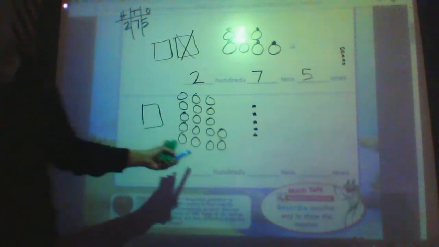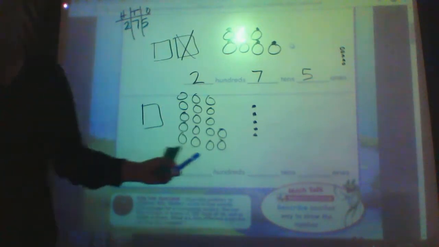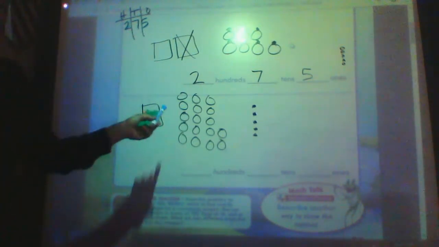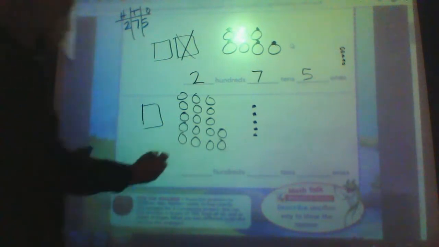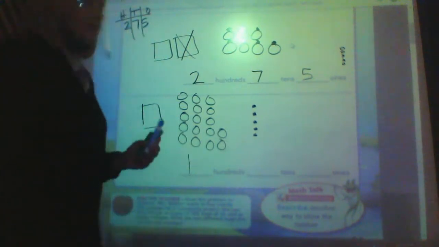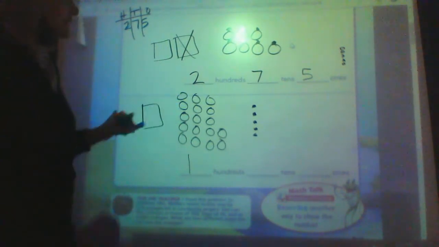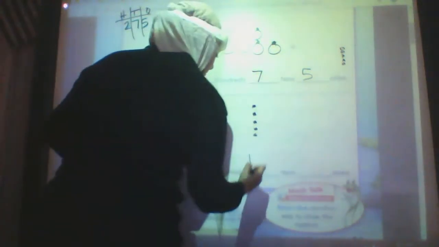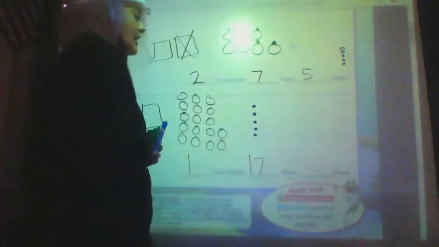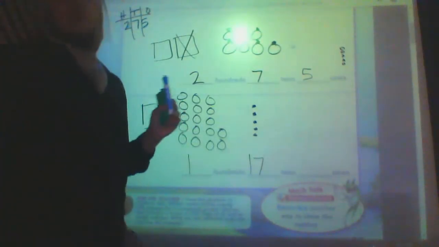How many hundreds do I have now? One. 1. How many 10s do I have now? 17. I know it's 10 plus 7. How many 1s do I have now? 5. I still have 5 1s.